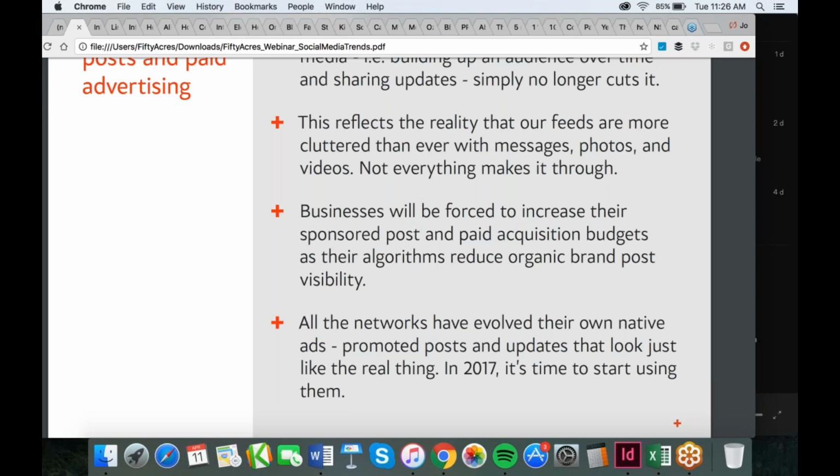It used to be that the feed was chronological. If you had 100 people that you were following, you saw their posts chronologically. If someone posted an hour ago, you saw that, and then you saw someone who posted 59 minutes ago, and so on, back to a minute ago. They changed that recently so that there is still some chronological basis to it, clearly, but it's also about the people that you're accessing. I'm not quite sure how the algorithm works, but it's certainly not chronological any longer. All the networks have now evolved their own native ads, promoted posts and updates that look just like the real thing. In 2017, I think it's time to start using them.